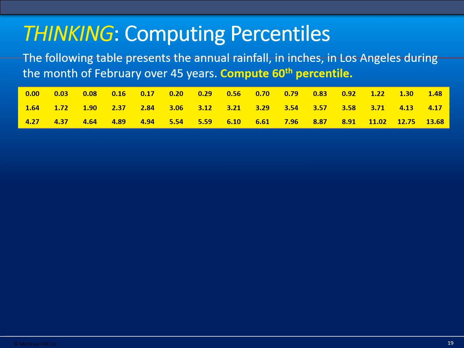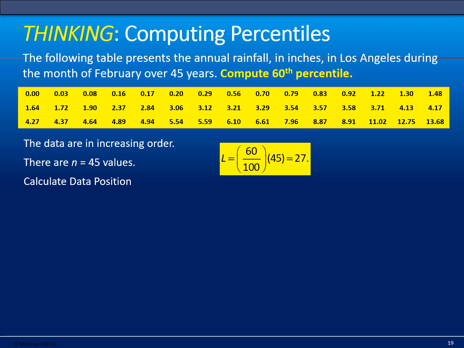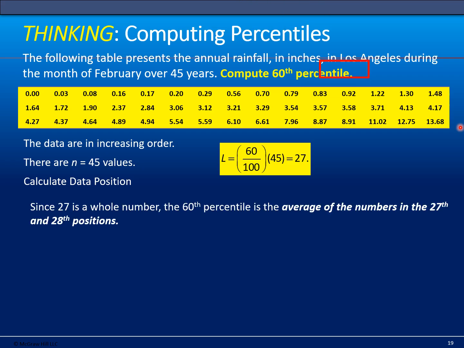Okay, so let's try it again. Here we have the same data as before, 45 data points. We want to calculate the 60th percentile. The data is in increasing order already. There are 45 values. We want to calculate the data position for the 60th percentile. Remember, this is simply 60, the percentile, over 100, times the number of data values, and we get 27. So we simply go to the 27th position.